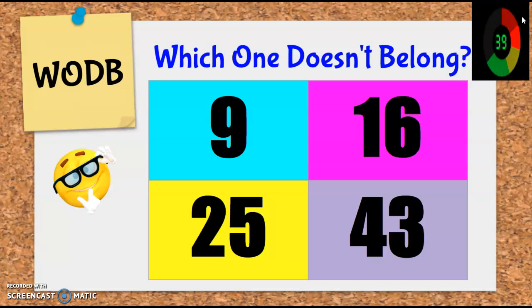The first thing we're going to do, we're going to take a couple of minutes and do a WODB. Basically, which one doesn't belong. As you can see, we have four numbers: 9, 16, 25, and 43. Now I want you to take a look. I'm going to give you about a minute to look at the numbers, and I want you to tell me which one doesn't belong and why.